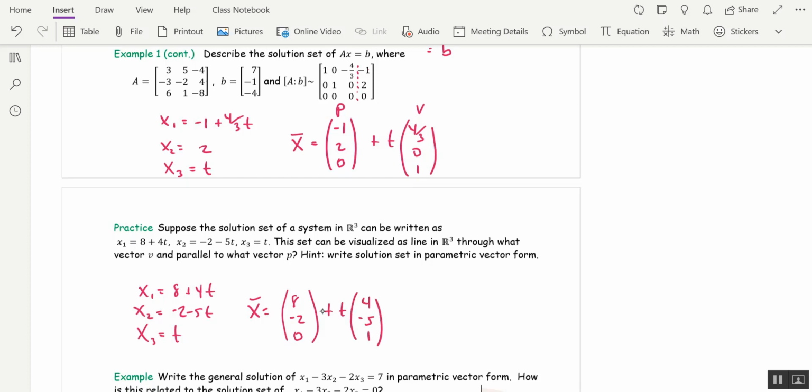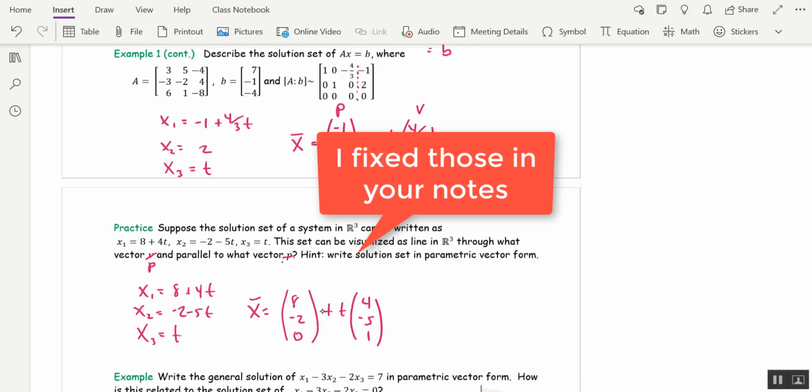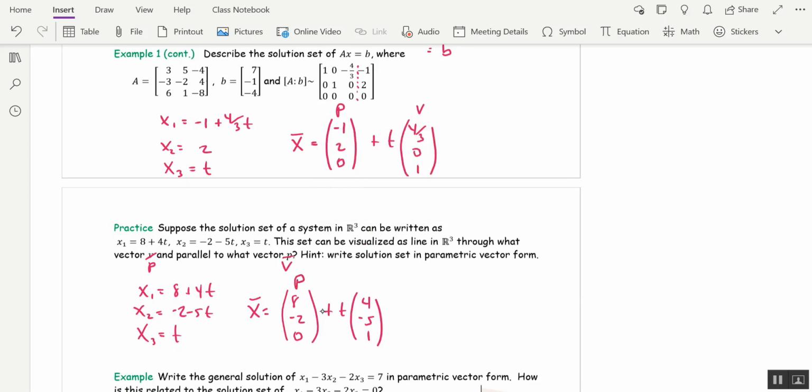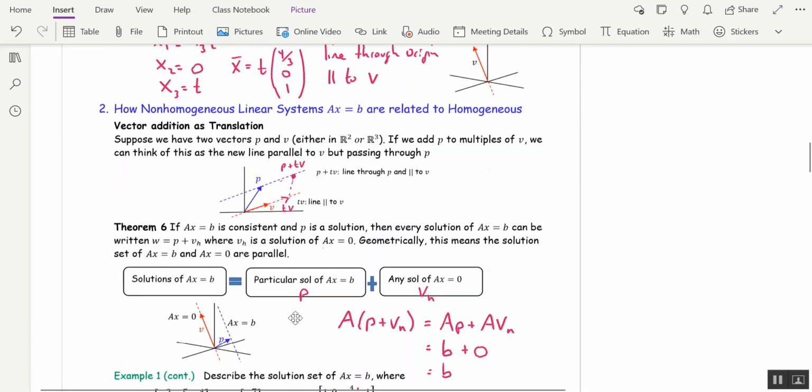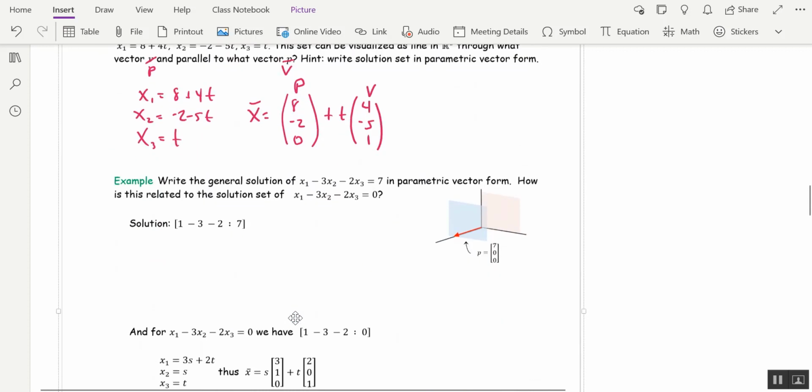This set can be visualized as a line in R3 through what vector p and parallel to what vector v? This is your p, and this is your v. The next example is just to illustrate that the theorem on the previous page, was it theorem 6? Yeah, theorem 6 applies in R3 too. We're just going to go up a dimension.